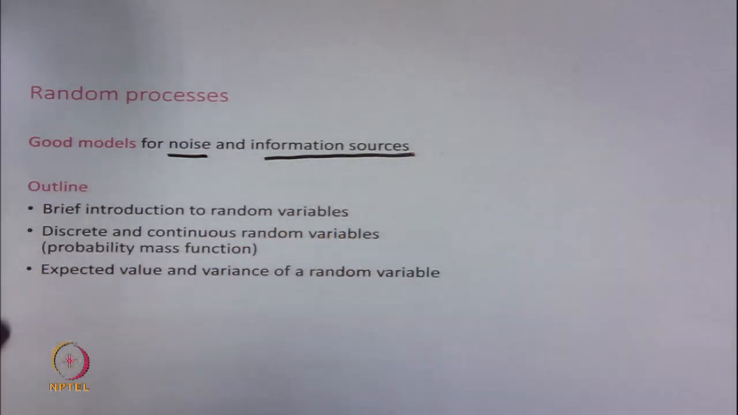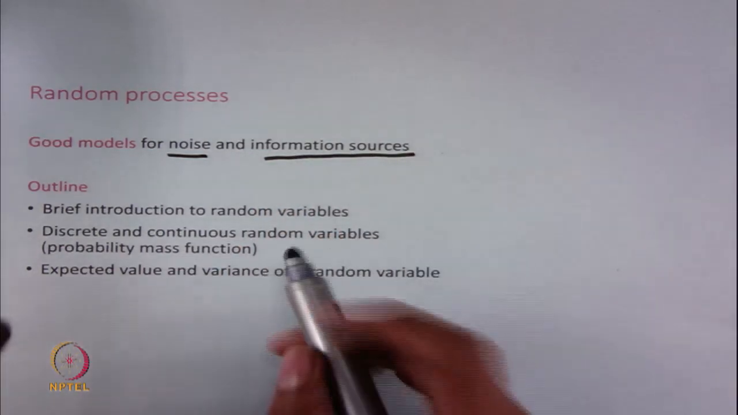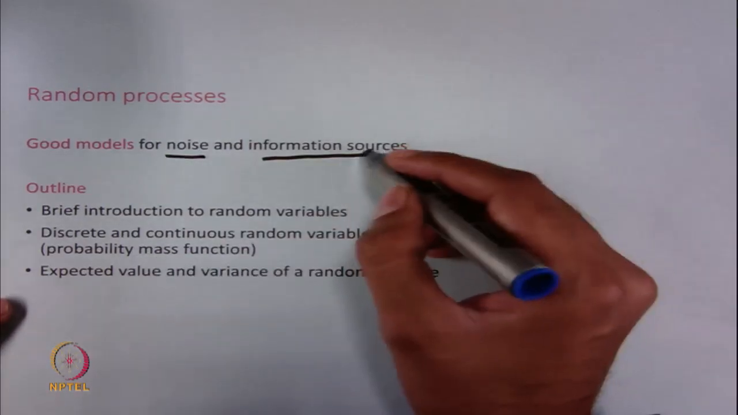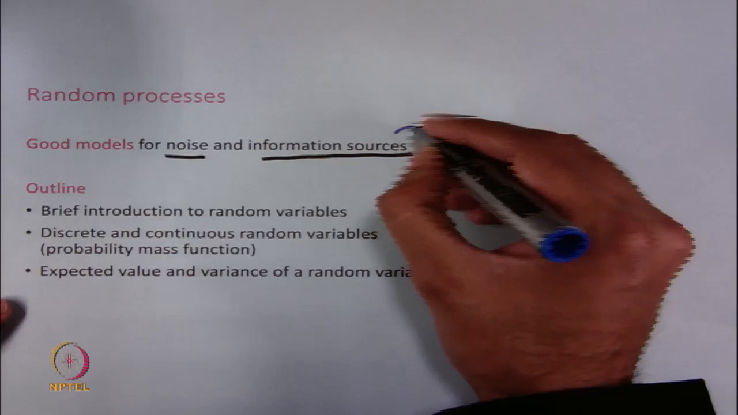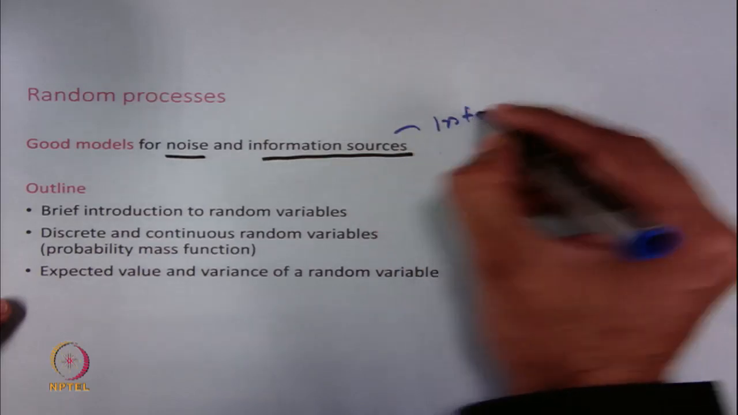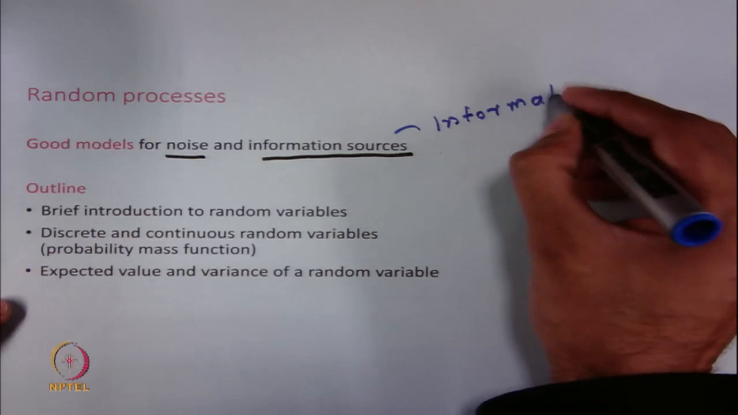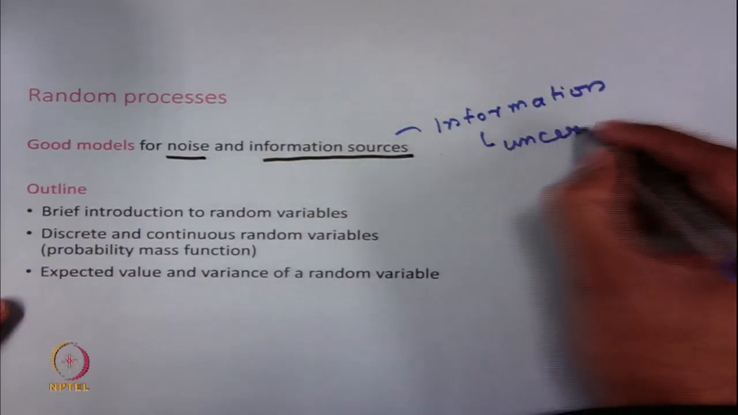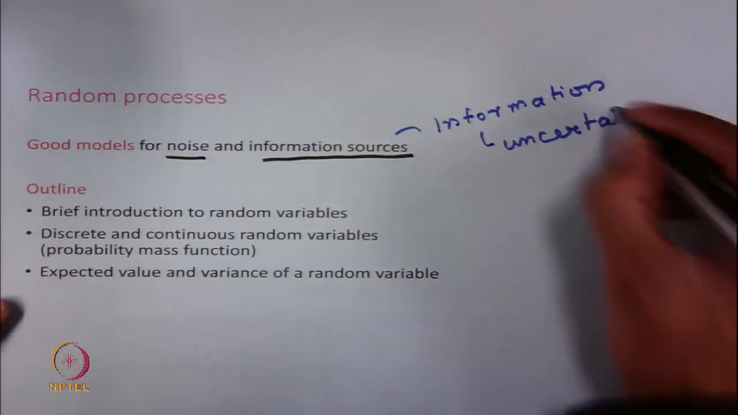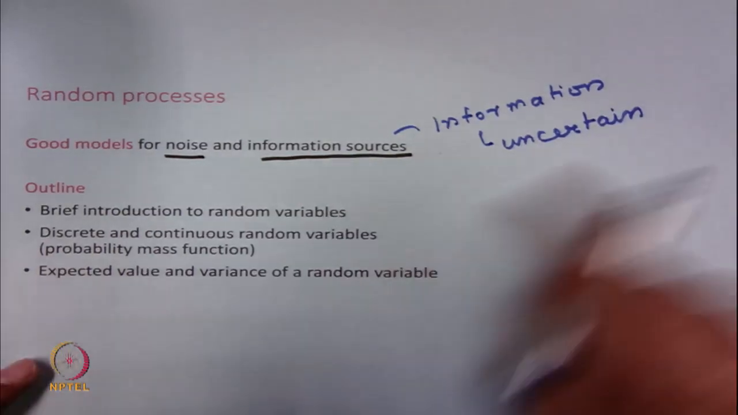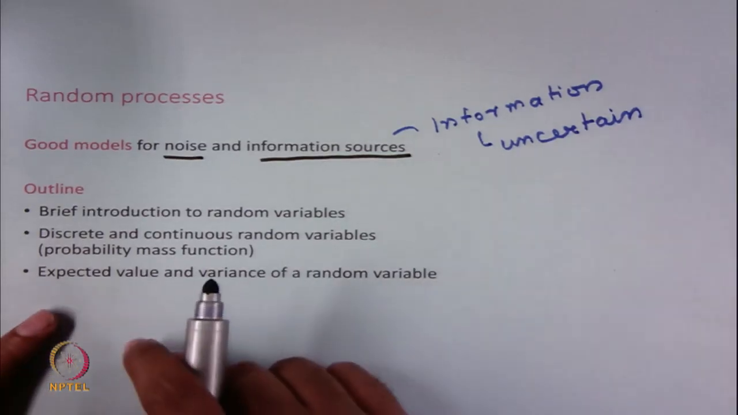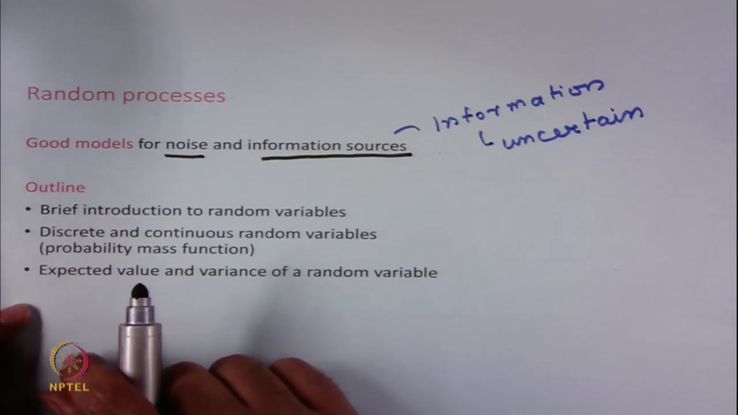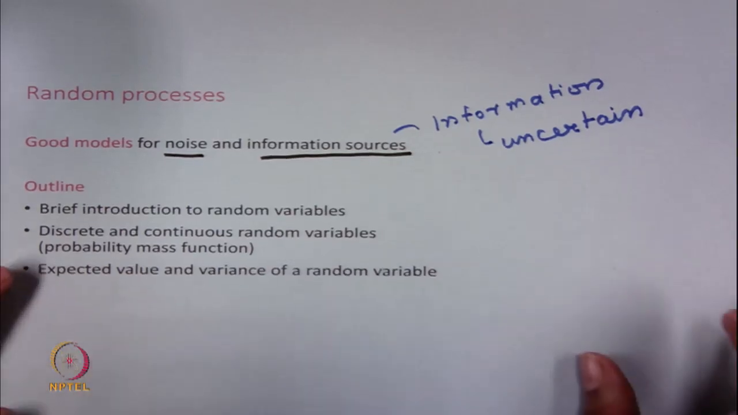As you can guess, noise is anyway a random signal and random processes are used to model that, and information sources transmit information, and information is in the uncertainty, right. So, any information is uncertain, and any uncertainty also translates to randomness. So, random processes are used to model both noise and information sources.